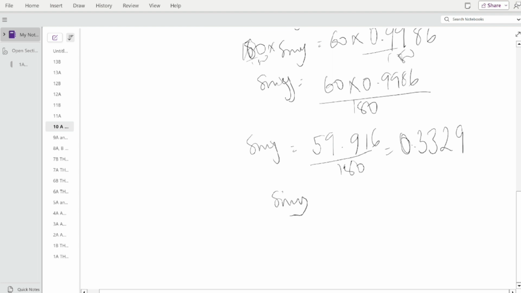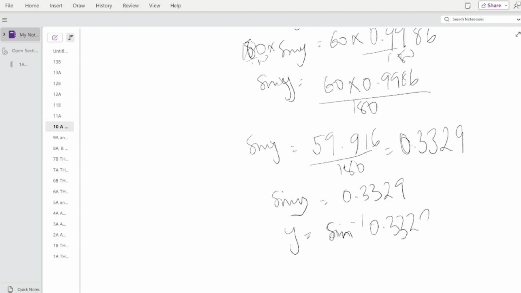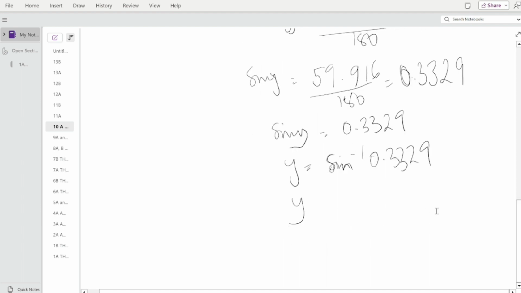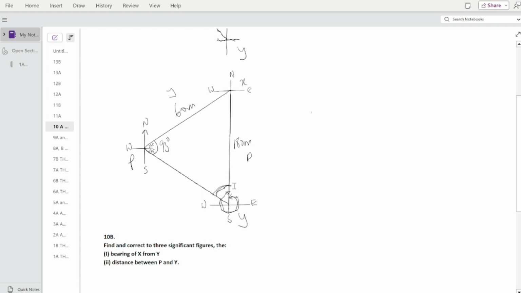Sine Y is 0.3329. Y is equal to arc sine 0.3329. Using your calculator, pressing the shift button or the second function, sine, then you type this digit 0.3329, we'll discover that our angle is 19.4 degrees to 3 significant figures. We have figured out that our angle Y is 19.4 degrees.